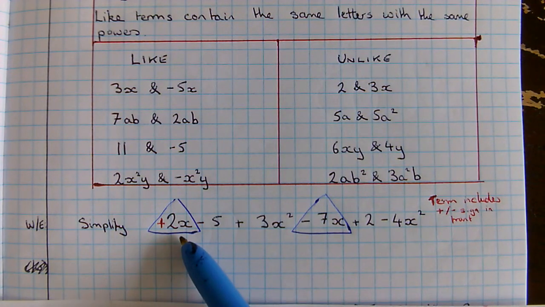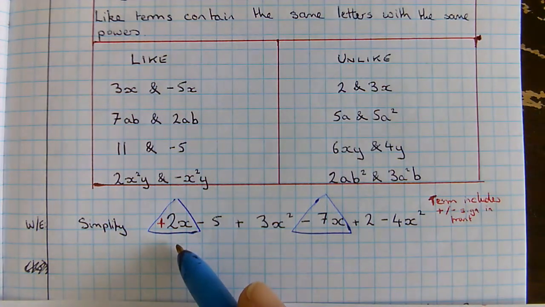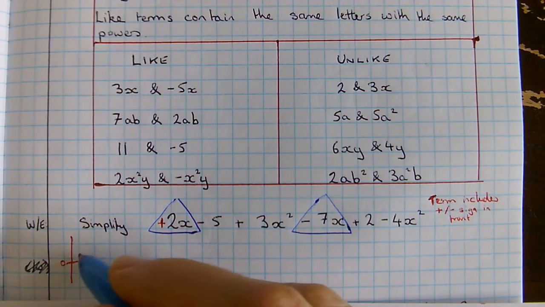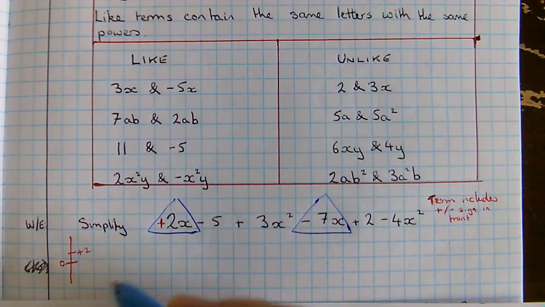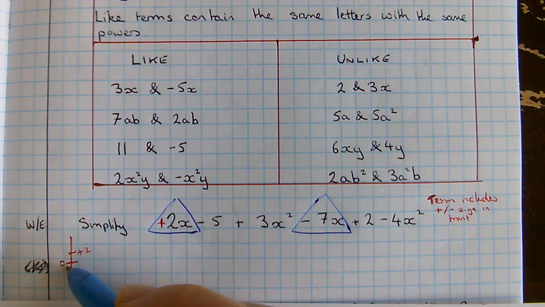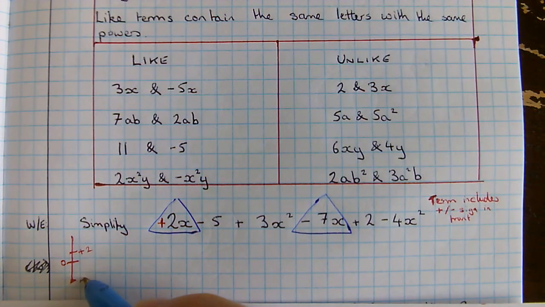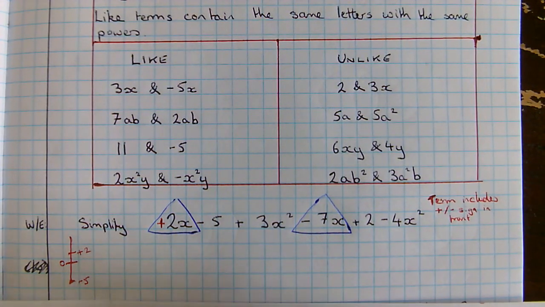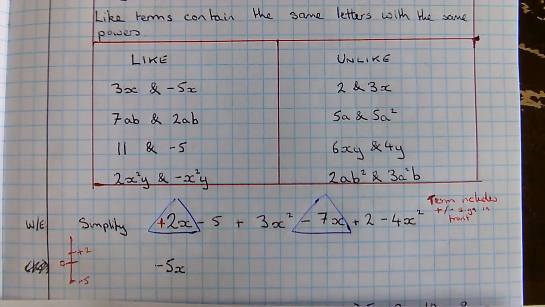I've got positive 2 and negative 7, so I'm starting at plus 2 in my number line. Let's just draw a little number line here if we need it. There's my 0. I'm starting at positive 2. This is where I start, and I'm going down by 7. Go down 1, 2, 3, 4, 5, 6, 7. It's going to give me minus 5. So positive 2x minus 7x is going to give me my minus 5x. So I'm going to just put that in my blue triangle.